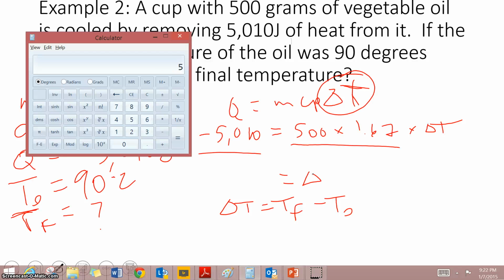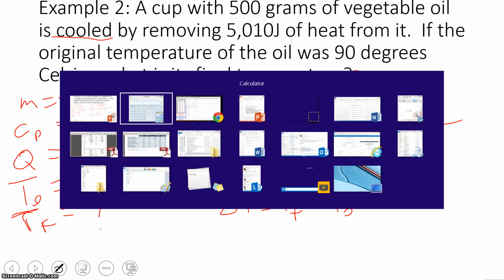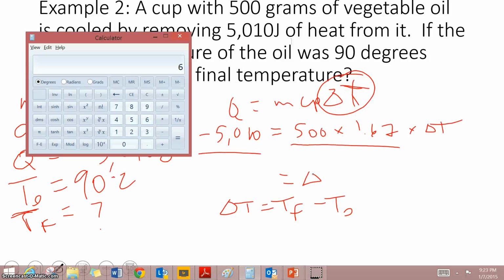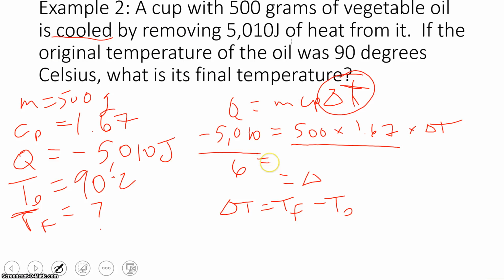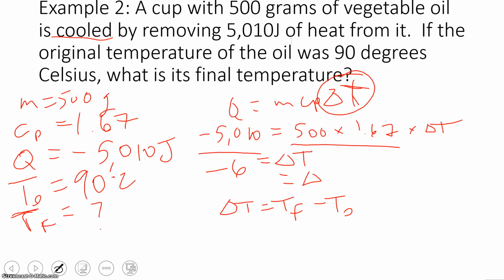So 5,010 divided by, open parentheses, 500 times 1.67, close parentheses, 6. Whoops, did you see that? 6 is the answer. Oh wait, it should be negative 6. Negative 6 equals delta T. Why negative? Because I forgot to include the negative on the 5,010. So negative 6 equals delta T.